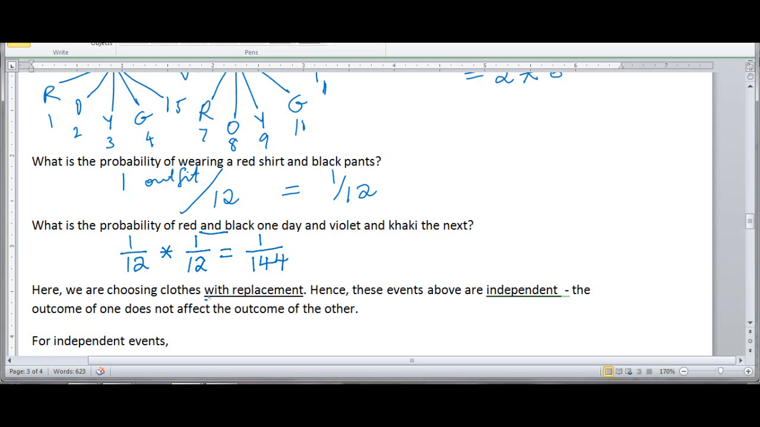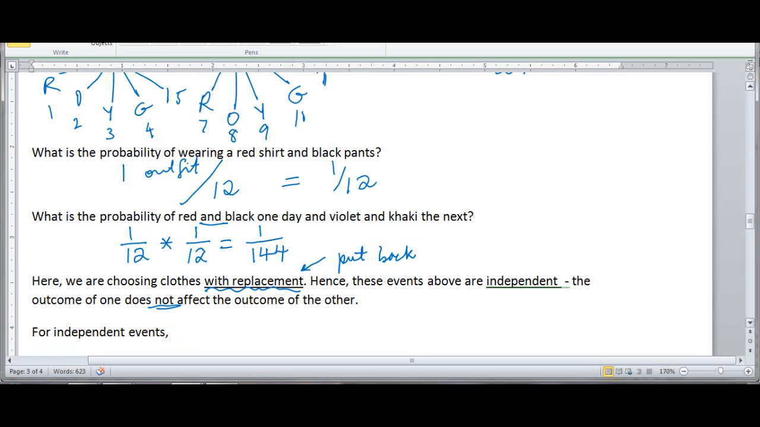Here we are choosing the clothes with replacement. That means I'm putting it back. So once I wear that red shirt and black pants, I put it back and it's likely to be chosen again, right? It can be chosen again. So it is with replacement. I'm replacing the clothes and it's possible for me to choose them again. Hence, these events above are independent. What does independent mean? Independent means that the outcome of one does not affect the outcome of the other.